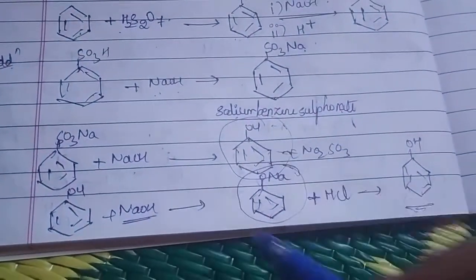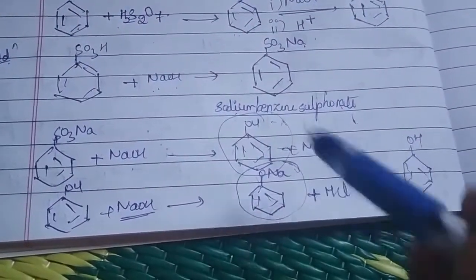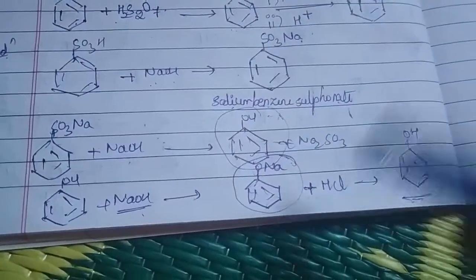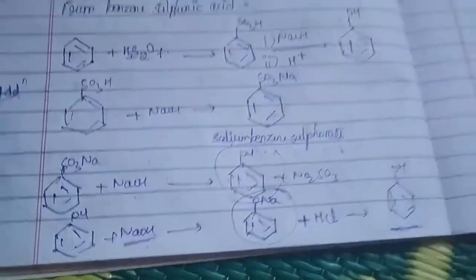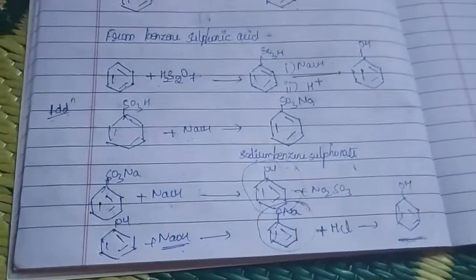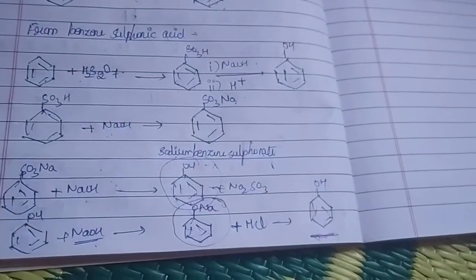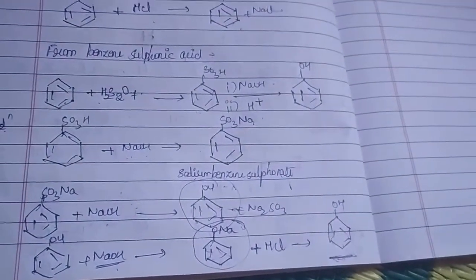Then, on obtaining the sodium phenoxide, we will neutralize this NaOH by addition of HCl. So on acidification, finally we will be getting our phenol. In this way, we can easily obtain phenol from benzene sulfonic acid.